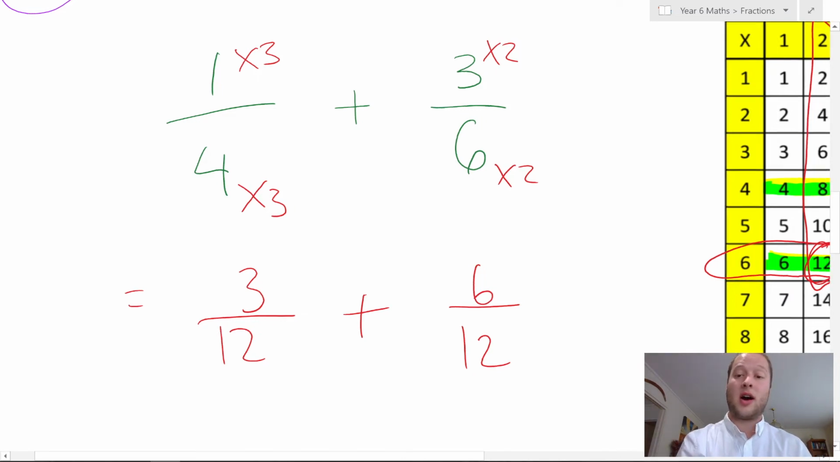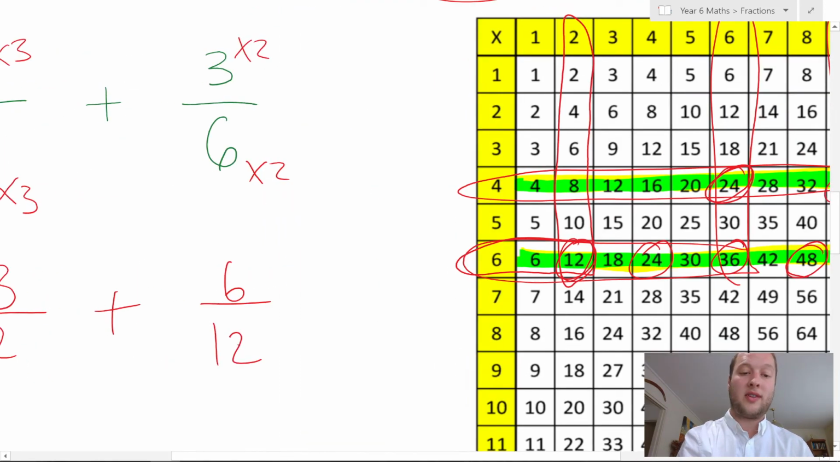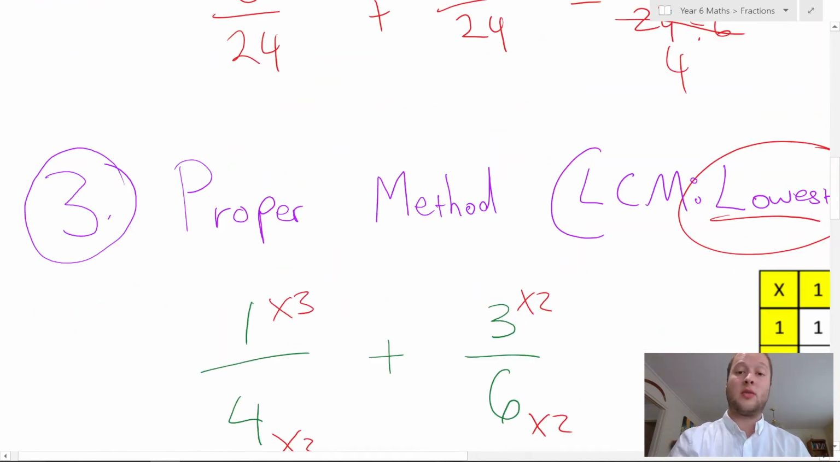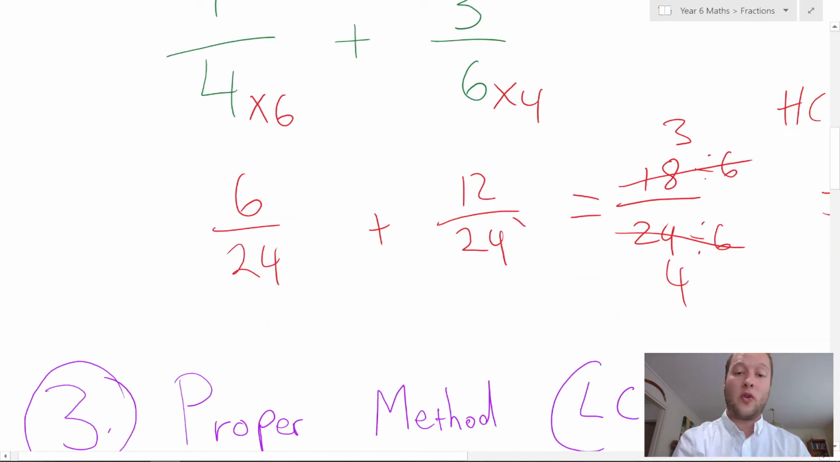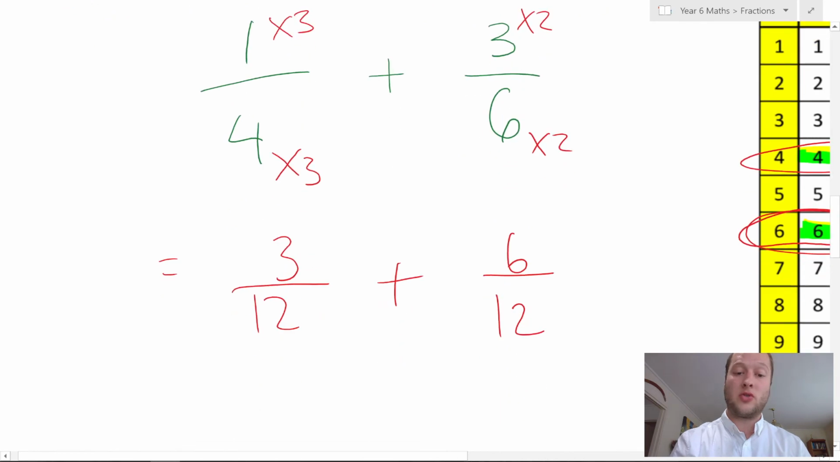If we wanted to find a higher one, we could times it by, if we really wanted to, we could do 4 times 9 to get to 36, and we do 6 times 6 to get 36. So they could both have 36 on the bottom here, and it'd be a much bigger numerator, and it would work, but then we have to simplify lots. So we saw with this one, 24 worked, but we had to then simplify it. You'll see here, because we found the lowest one, we shouldn't need to simplify.